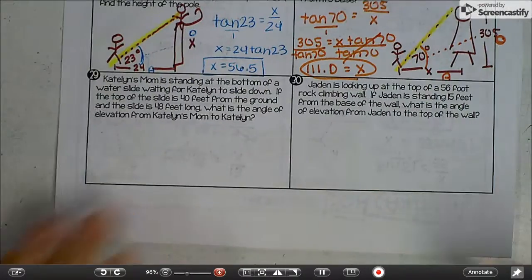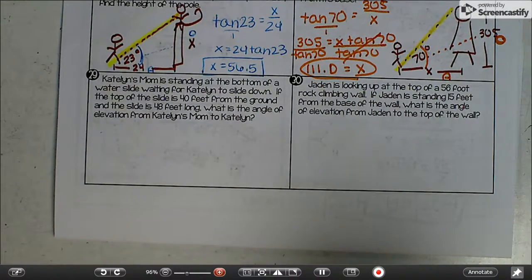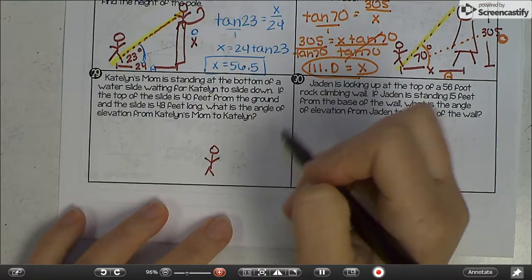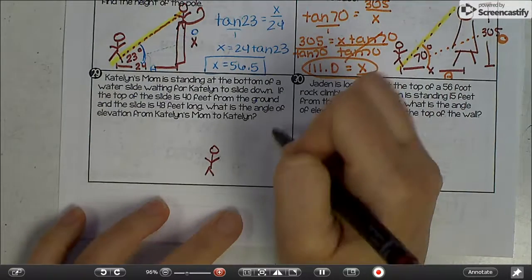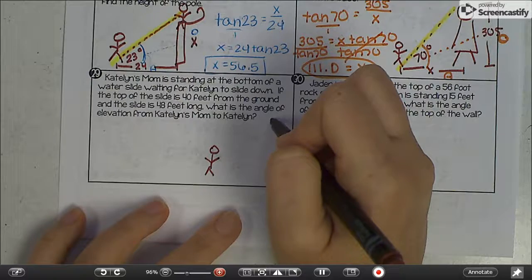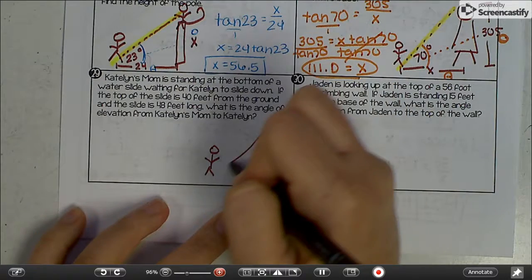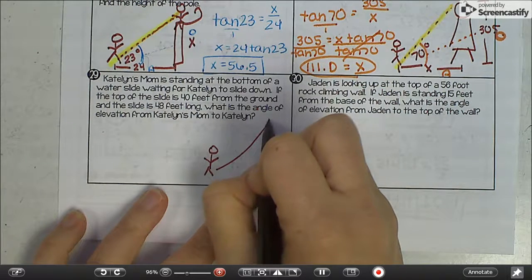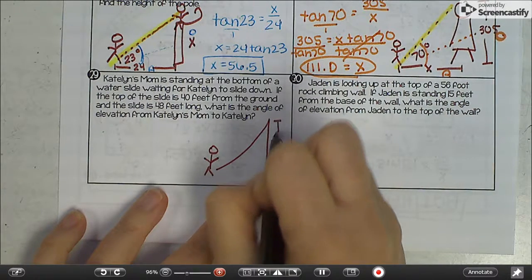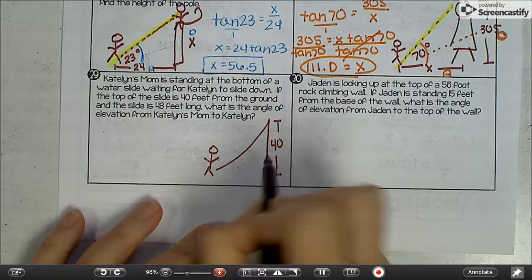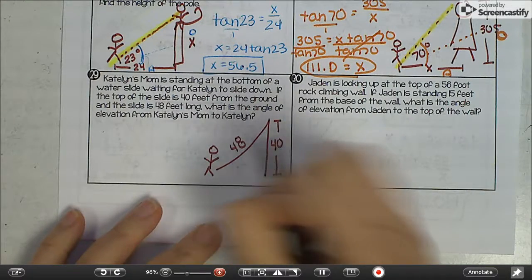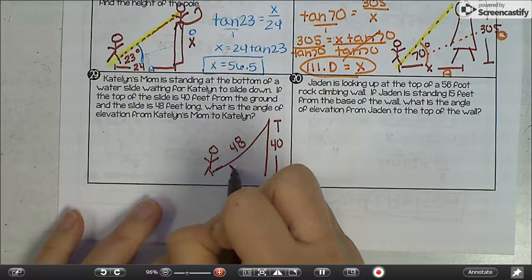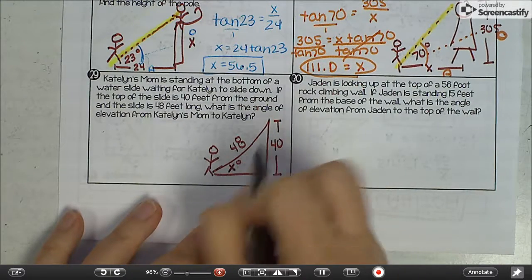Okay. Caitlin's mom is standing at the bottom of a water slide. So here's our water slide. I guess, there it is. That'll be our water slide. If the top of the slide is 40 feet from the ground, and the slide is 48 feet long, what is the angle of elevation from Caitlin's mom to the top of the slide?